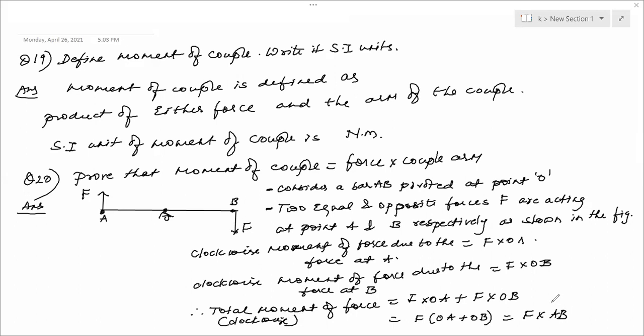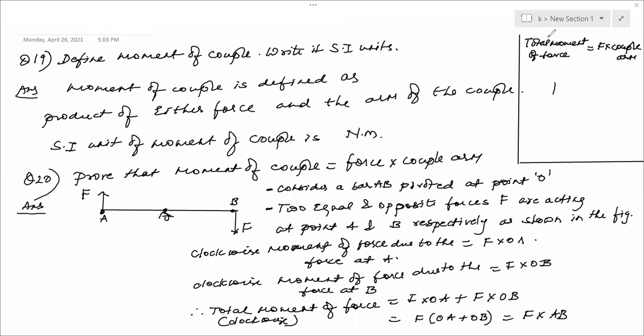Equal to F into AB. So you can see here, this AB is nothing but the couple arm. AB is the couple arm. Therefore, the total movement of force is equal to F into the couple arm. AB is the couple arm.